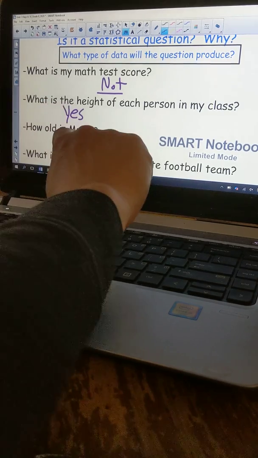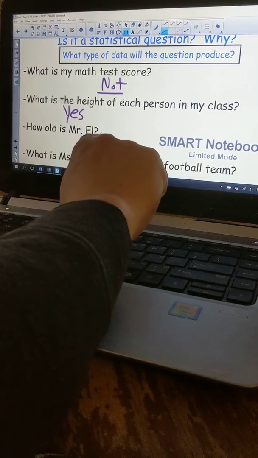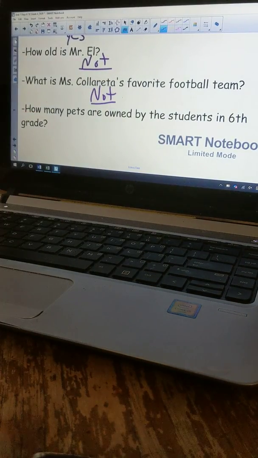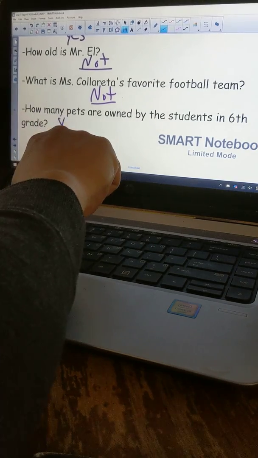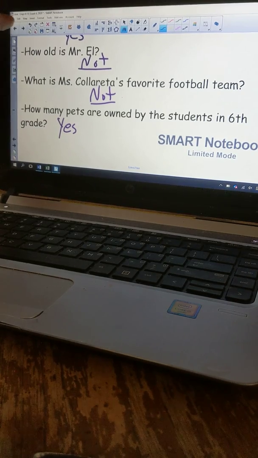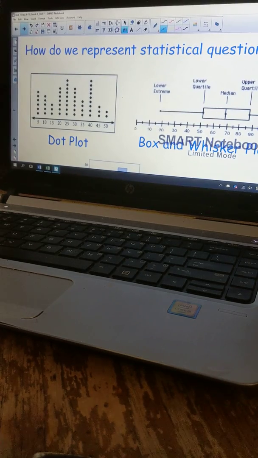How old is Mr. L? That is not a statistical question. He has one age. It will only provide one answer. What is Miss Coloretta's favorite football team? That is also not a statistical question. She will have one team. How many pets are owned by the students in 6th grade? Yes, that is a statistical question because some students could have one pet or two pets or 6 pets or 0 pets. It will generate a variety of answers.